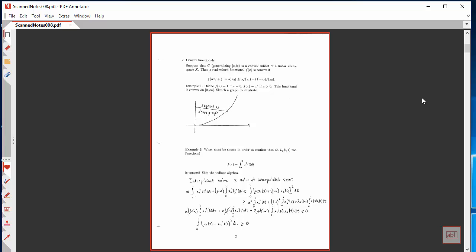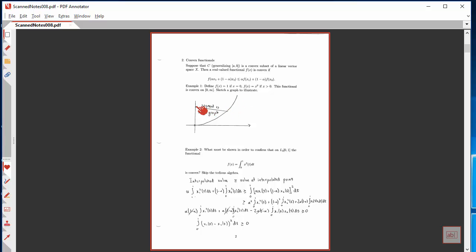Now, a convex functional doesn't have to be continuous. This is our only requirement: f evaluated at the interpolated point is less than or equal to the interpolation of the values. So I can create a function by defining f of x to be x squared for positive x, but defining f of x to equal 1 if x equals 0. This function is convex on 0 to infinity.